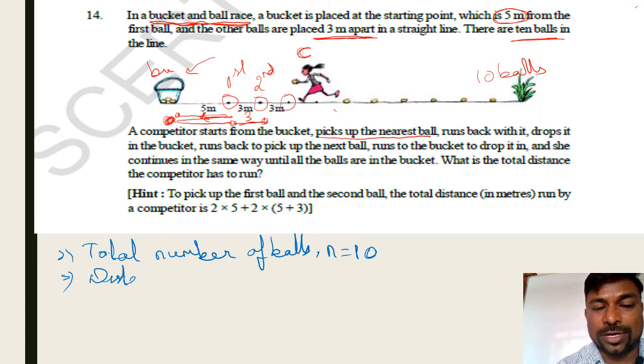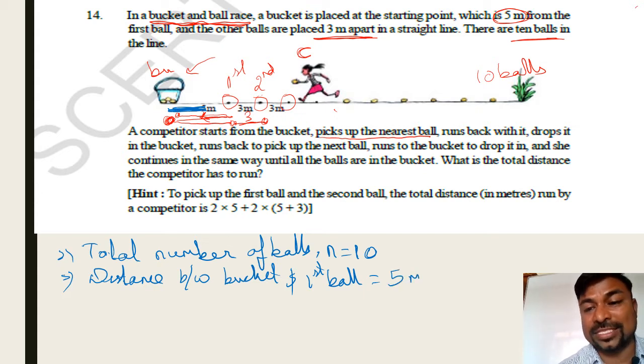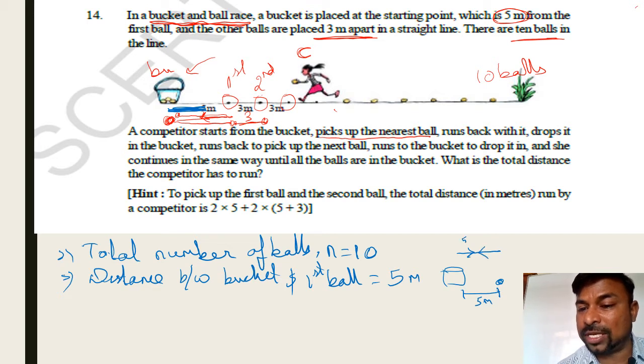Distance between the bucket and the first ball. What is the distance between the bucket and the first ball? If you check the figure there, it's nothing but 5 meters. So between the bucket and the first ball, the distance is 5 meters. But the thing is she has to run straight and she has to get back. Two things we have. She is moving 5 plus 5, you have to remember that.